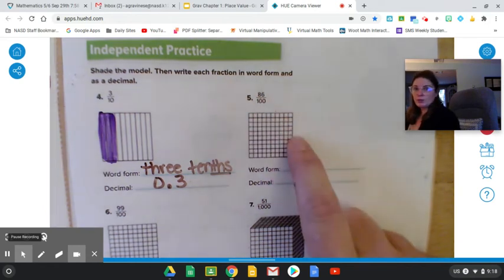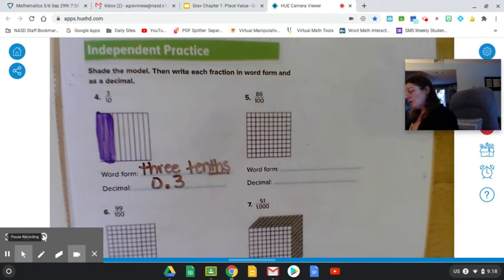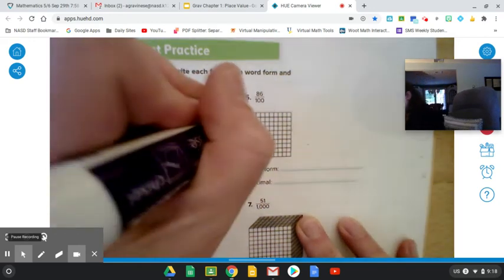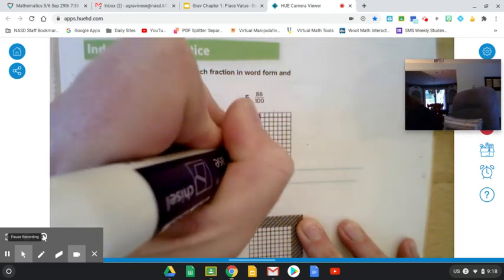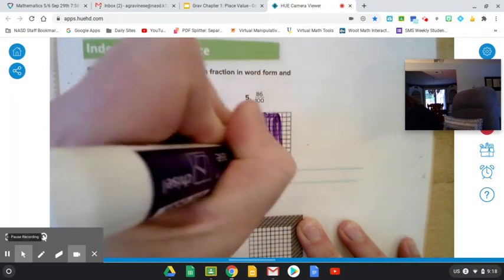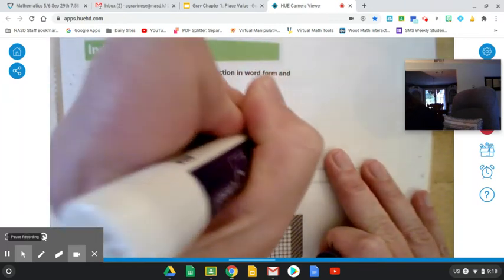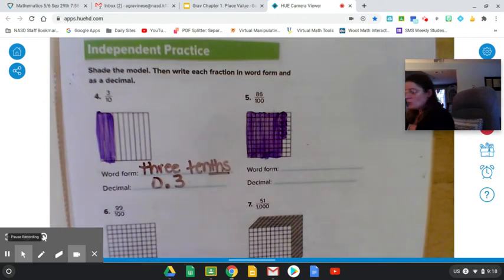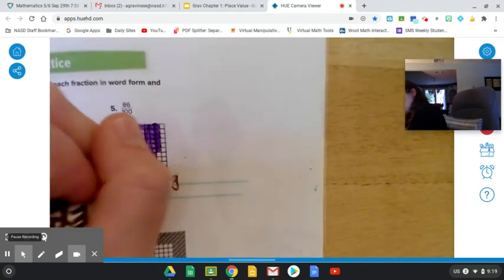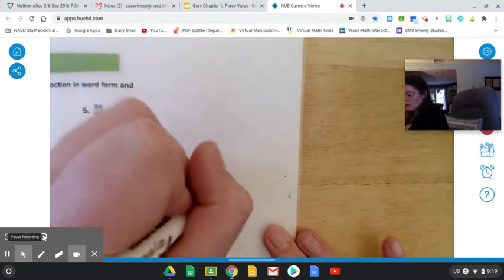86 hundredths. We have a hundredths grid, which means there are 100 equal-sized pieces here. We need to color in 86 of them. To make it easier, I'm going to count by tens. 10, 20, 30, 40, 50, 60, 70, 80, and now I'll count by ones. 1, 2, 3, 4, 5, 6. So that's 86. And it was a hundredths grid, so I need to write hundredths.